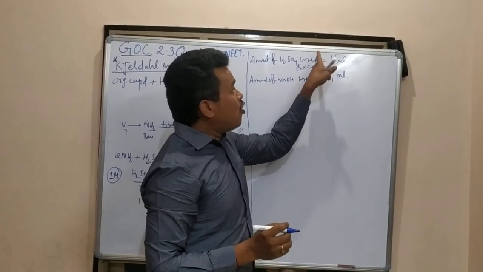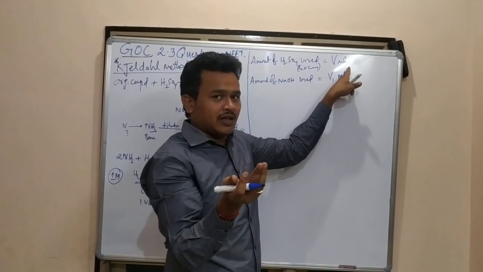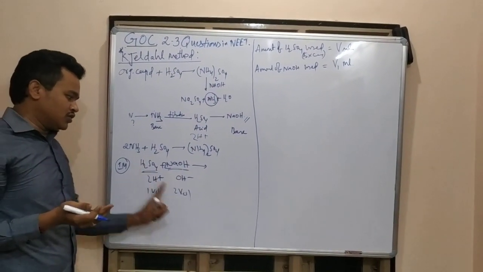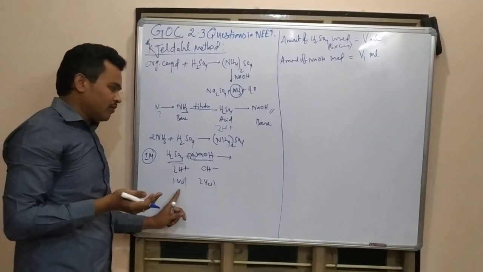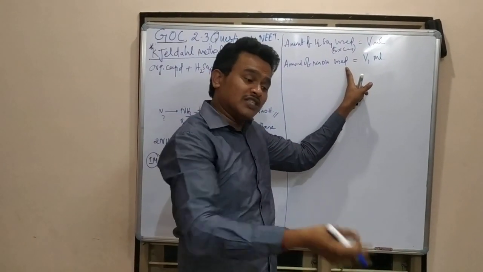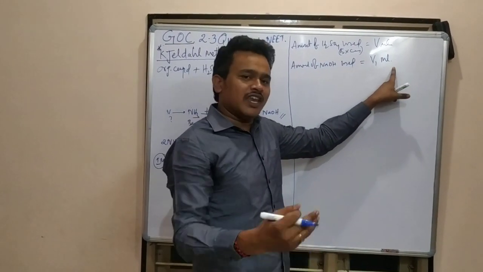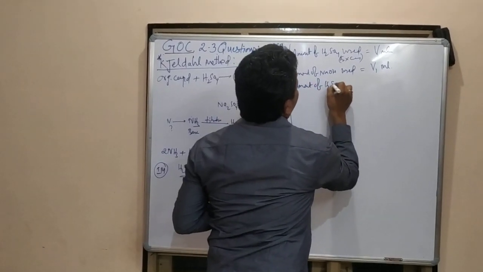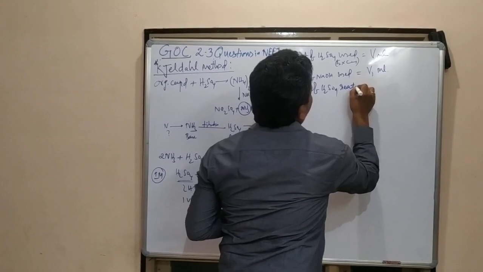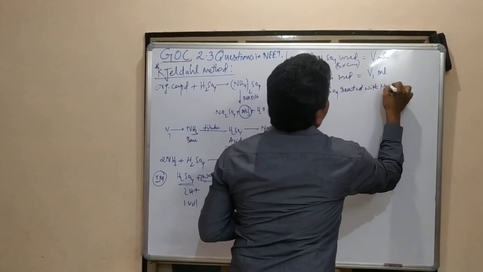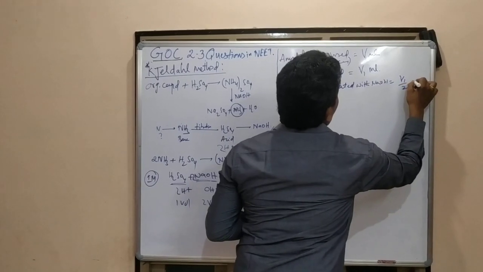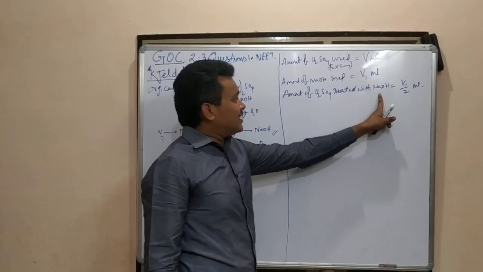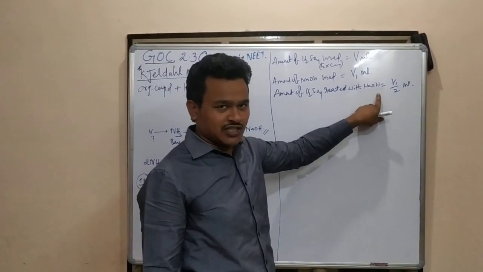You are using this, so how much H2SO4 may react? See, 2 moles of NaOH means 1 mole of H2SO4. 2 volumes of NaOH means 1 volume. What I am discussing is that I know how much NaOH I am giving in the titration. So V1 mL of NaOH I gave. So the amount of H2SO4 reacted with NaOH is how much? V1 by 2 mL. Correct? V1 by 2 mL. This much reacted with NaOH.